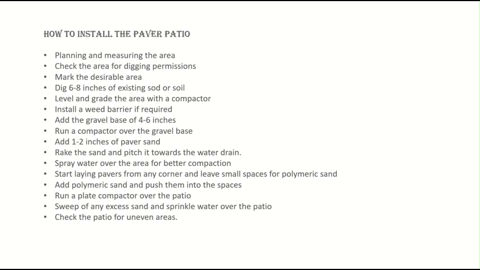Next, start laying the pavers from any corner and leave small spaces for polymeric sand. Polymeric sand goes down and hardens the top surface, sealing the patio so there's no soil erosion in future and no weed growth. That's what we're going to do. As soon as the polymeric sand is down, we push it into the spaces and run a compactor over the patio.